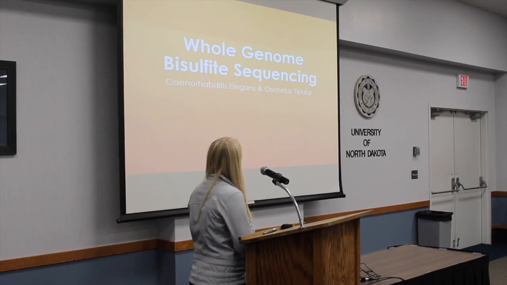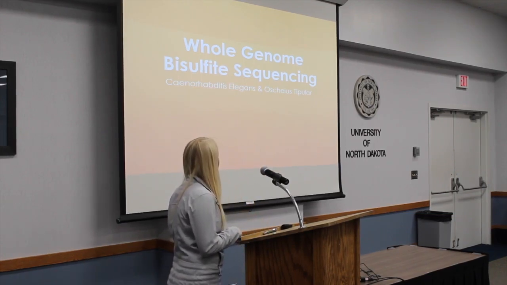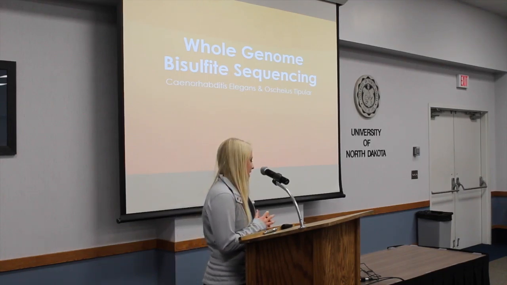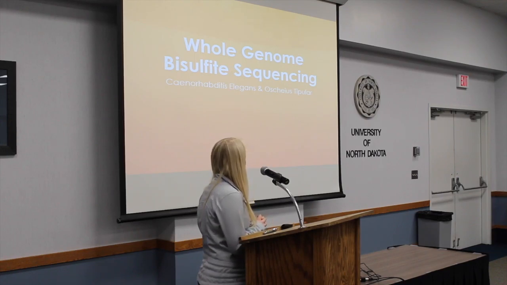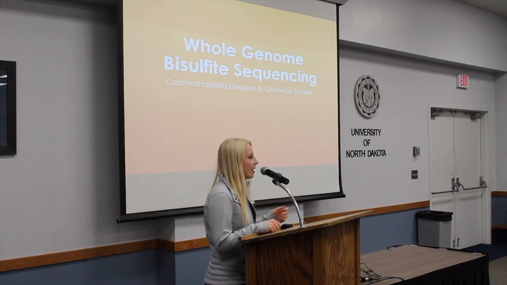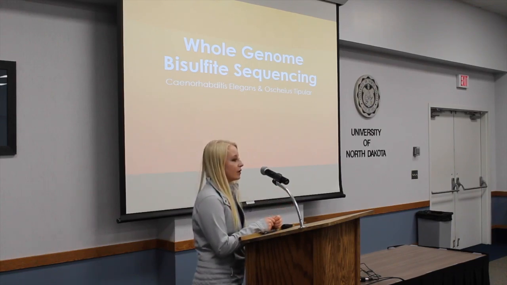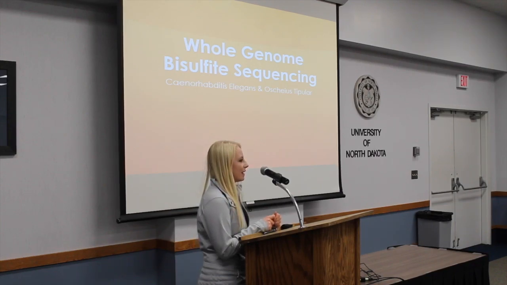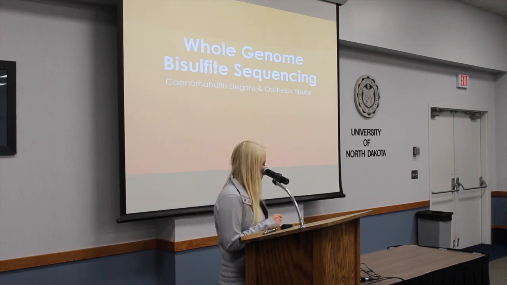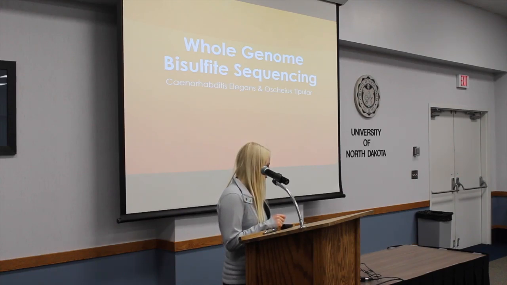Right. So right now I'm working on whole genome bisulfite sequencing on C. elegans and Oscheius tipulae. C. elegans, just a little background, are non-parasitic roundworms. They're about 1 millimeter long. They're widely used for neuroscience studies because they have a nervous system very similar to ours, and they're often used in behavioral studies and such, as well as cell culture.